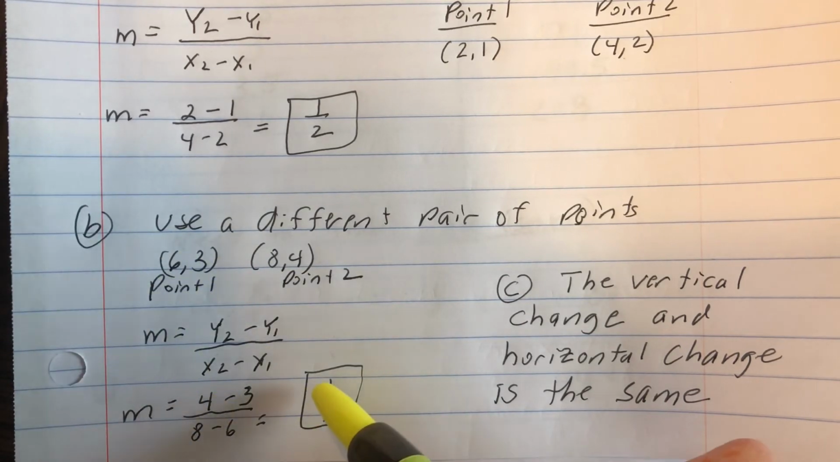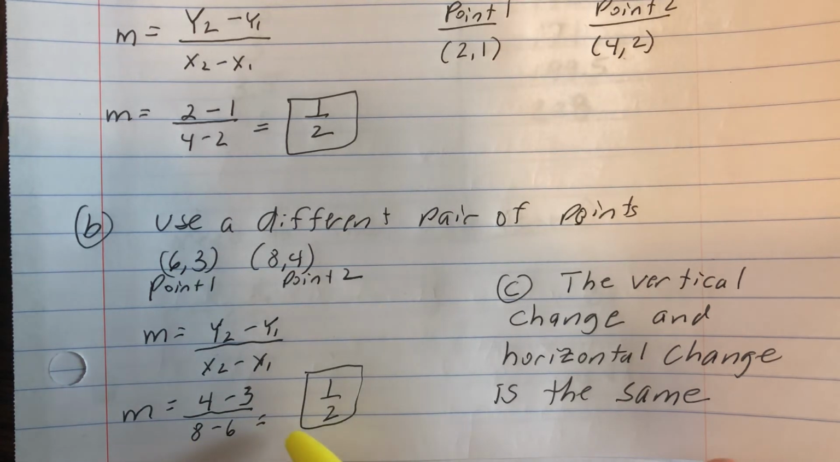Numerator, 4 minus 3 is 1. Denominator, 8 minus 6 is 2. So again, I get 1/2, which is what I was expecting.